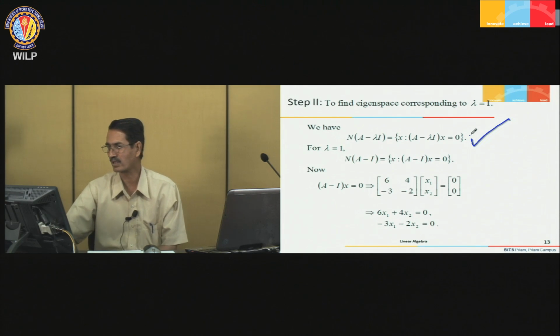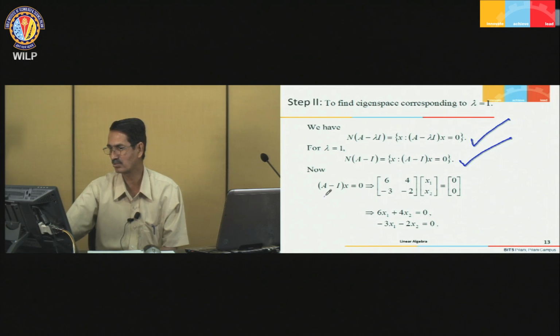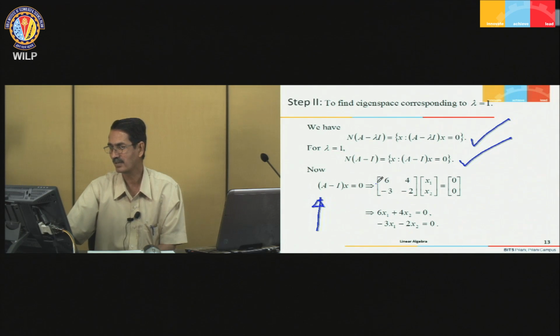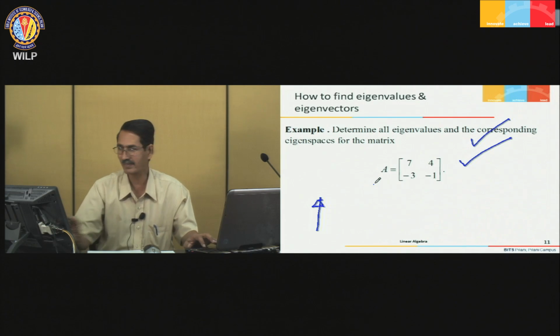So, lambda equals 1. So, substitute lambda equals 1. Lambda equals 1 means null space of A minus I. So, (A minus I) x is equal to 0. See what is (A minus I) x is equal to 0? A minus I is [6 4; minus 3 2], from the given matrix A, remove identity matrix. Remove identity matrix means from the diagonal elements subtract 1. So, diagonal elements earlier were 7 and minus 1. Look at here, 7 and minus 1.